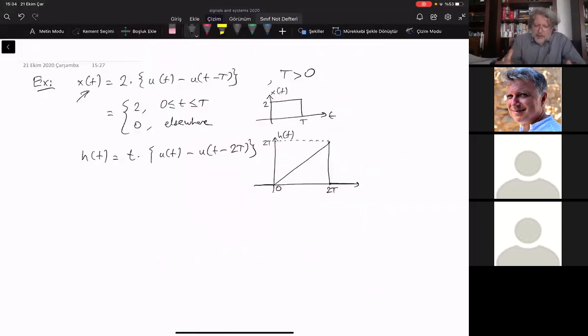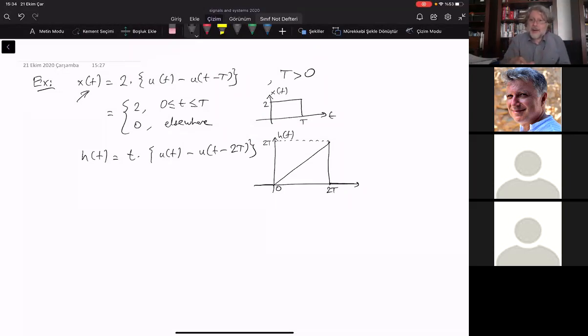And I will flip around h of t. Although it is the longer one, let me just show it as an example. You could also flip around x of t. We know that x convolution h is the same as h convolution x, so it doesn't matter which one you flip around. If I would do this in an examination, actually I would flip around the shorter one, which is x of t. It's not only shorter, but it's simpler. It's a straight box, so flipping around that one would be easier.